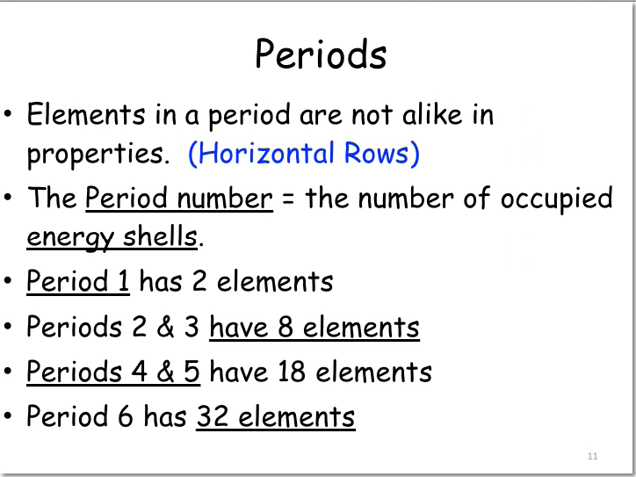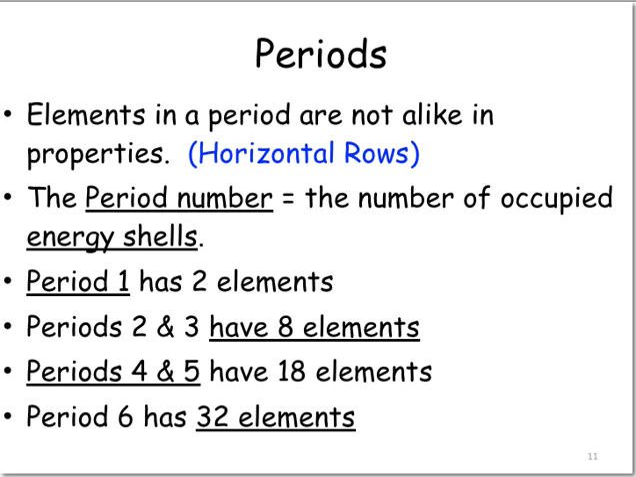So periods, the elements in a period are not alike, so the elements that are going across left to right are not the same or exactly similar in properties. They can be completely different. We are talking about the horizontal rows. The number for the period represents the number of occupied energy levels. So how many rings would be around the nucleus for the location of the electrons?